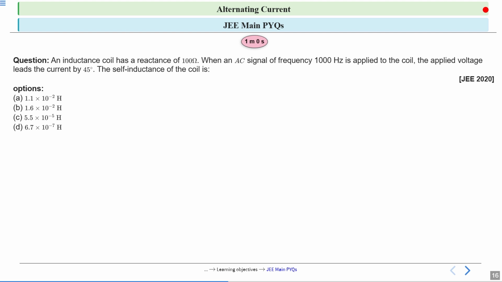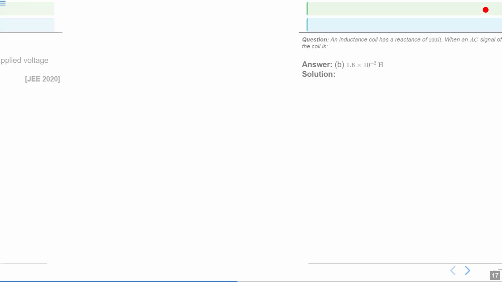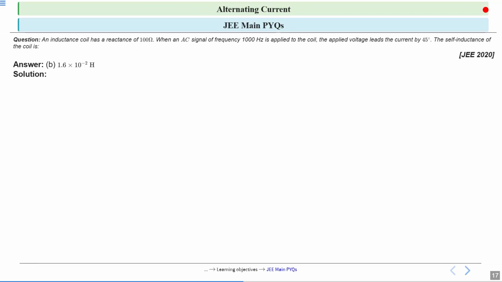Okay, so the options are 1.1 into 10 to the power minus 2 Henry, 1.6 into 10 to the power minus 2 Henry, 5.5 into 10 to the power minus 5 Henry, 6.7 into 10 to the power minus 7 Henry. I will give you some time to think about it. So the correct option is B, 1.6 into 10 to the power minus 2 Henry.